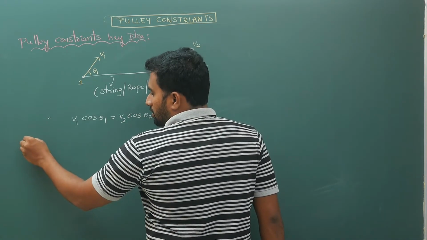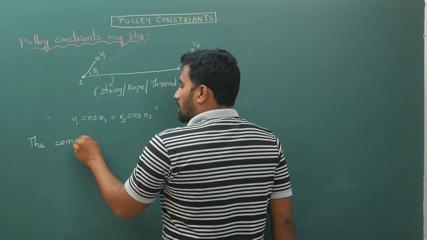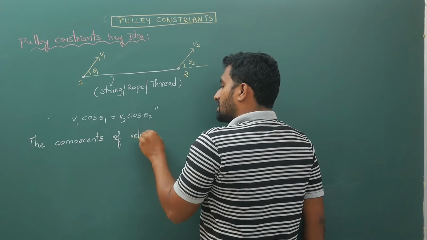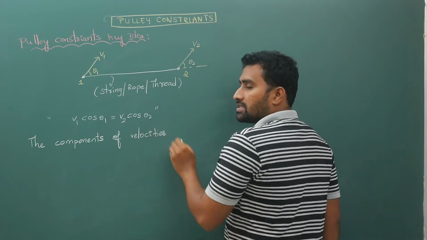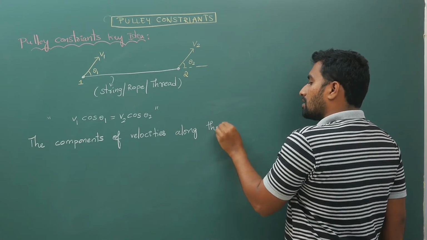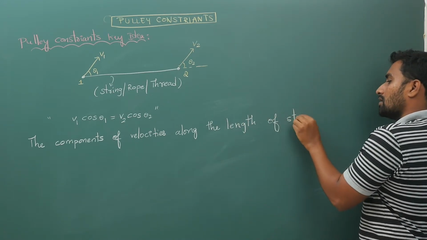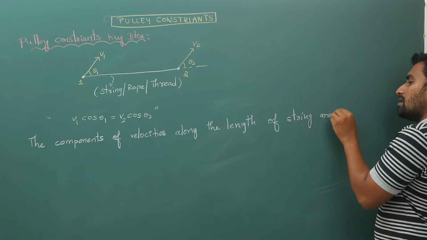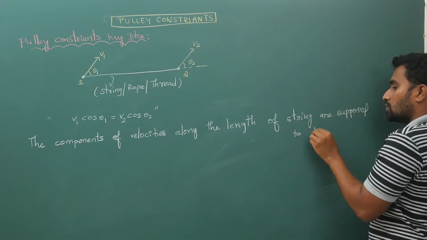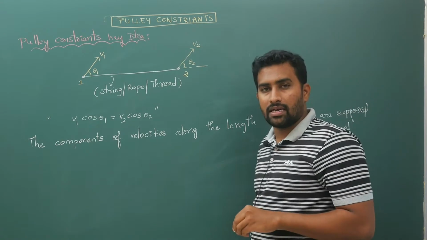So I will write that the components of velocities along the length of the string are supposed to be equal. Okay, they are supposed to be equal. Now why are they supposed to be equal? I will tell you.